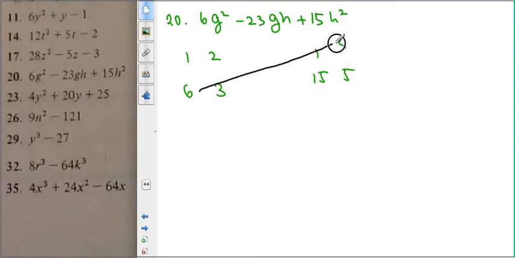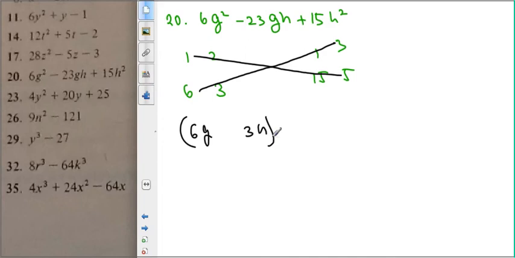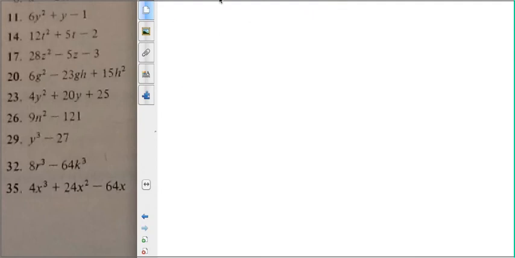So 6 can multiply to 3, and then 1 can multiply to 5. That means 6g, and then 3h. And here, g, oops, my bad, 6g has to multiply to 3, so therefore we have 3h here. G has to multiply to 5h. Now, both of them are positive, and then while the middle term is negative, that means both of them have to be negative sign. Number 21.